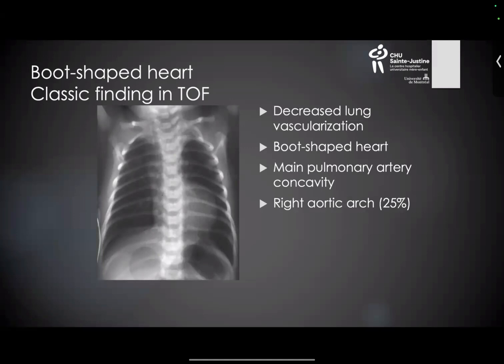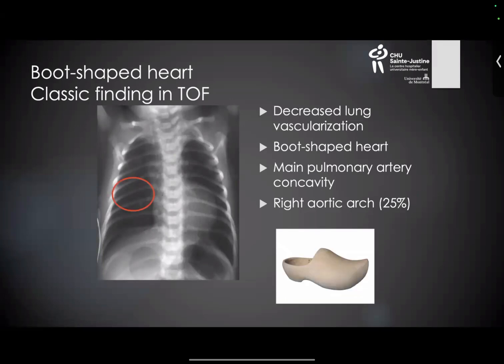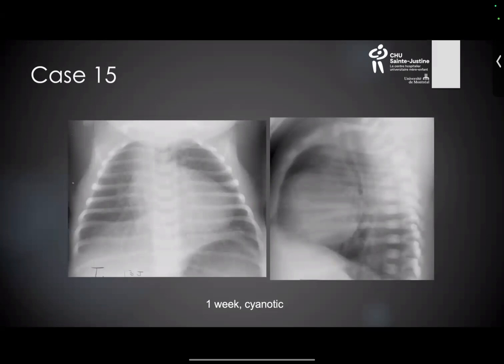And 25% of tetralogy of Fallot can have a right aortic arch. So you see that there's not much vascularization, and you see that boot-shaped heart. Okay, you have another baby here. It's a 1-week-old, which is cyanotic.